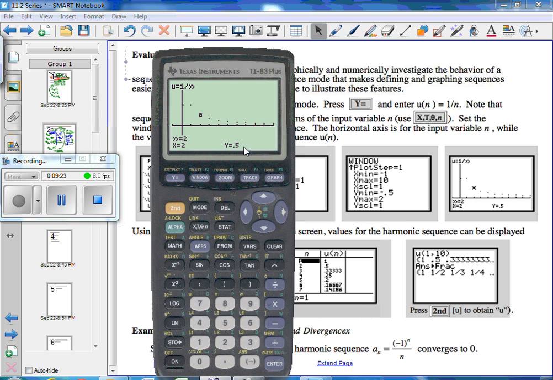2, 0.5, because when n is 2, we have 1/2. When n is 3, we have 1/3. When n is 4, we have 1 over 4, 0.25. So this is plotting each of those points in the sequence.